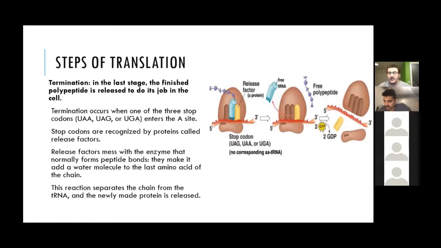After that, the new protein is released, and then it goes to the Golgi, and it gets folded in several ways and so on, which we're going to talk about in this presentation.